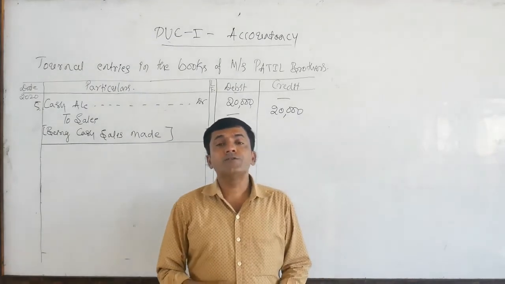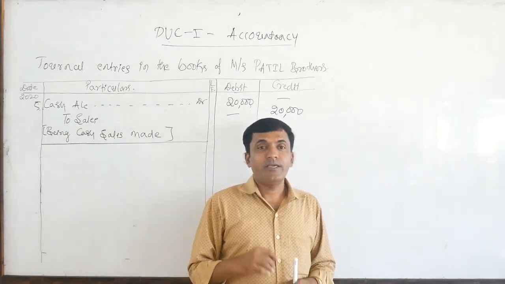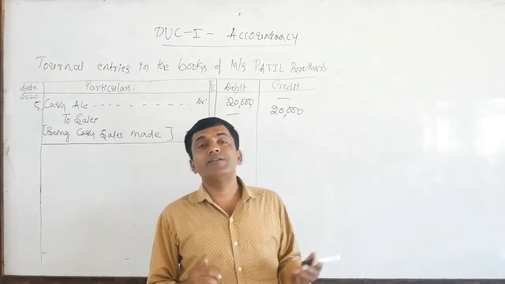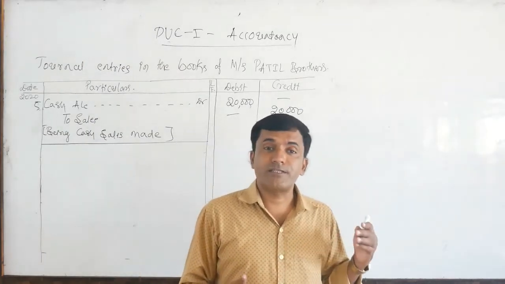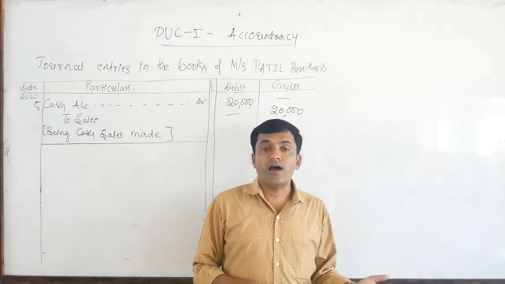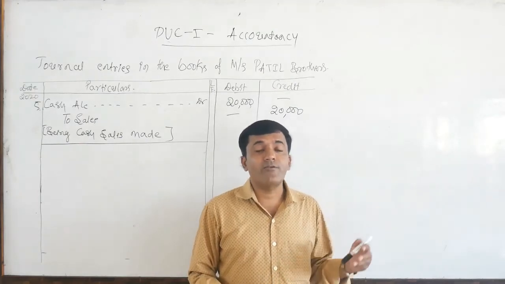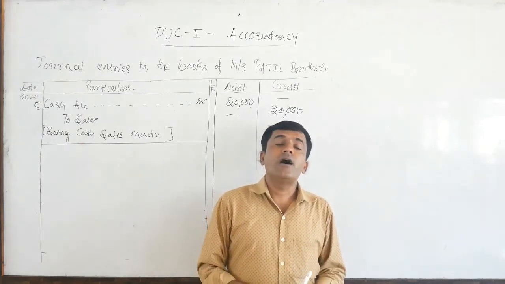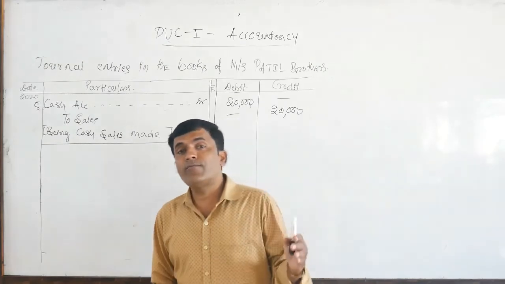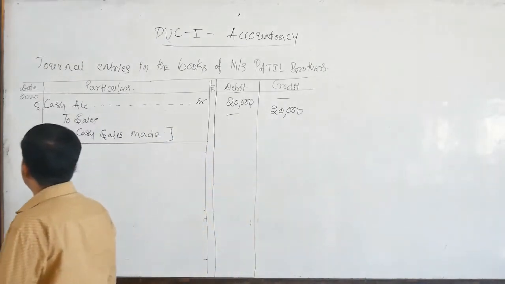If there is a credit sale, what will be the rough book entry? Look here: sold goods worth rupees 20,000 to Lata. In this rough book entry, lastly they have mentioned the name of the purchaser. To Lata we have sold the goods on credit. They have not written the word credit at all, but the nature of that rough book entry shows it is a credit sale.